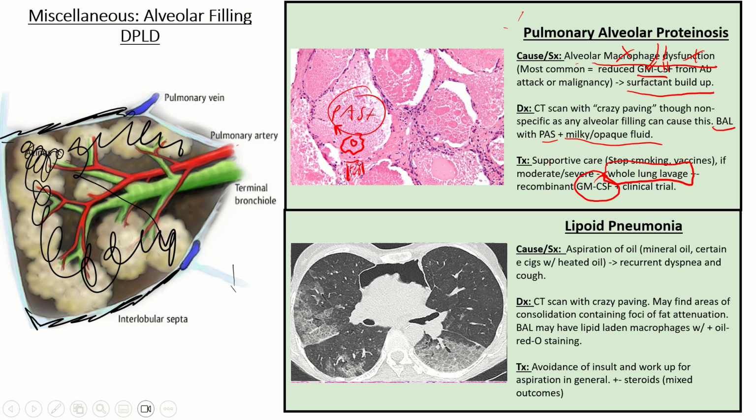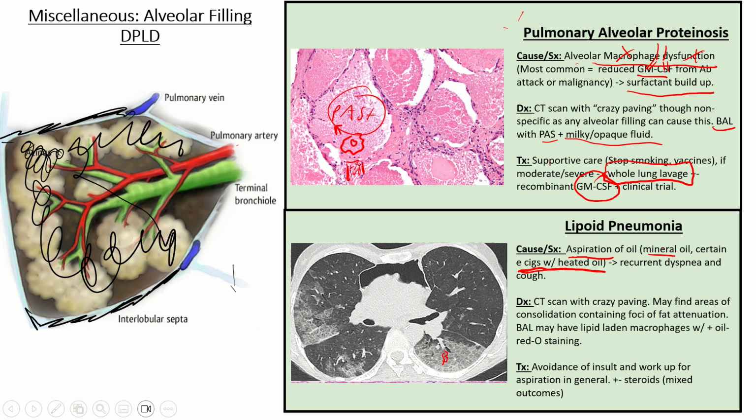Lastly is going to be lipoid pneumonia. In this case, these patients really have aspiration of oil, mineral oil. Sometimes this has been seen with e-cigs. There are certain times when people who used e-cigs presented with hypoxia, and in certain cases this was actually due to lipoid pneumonia, and these patients can get recurrent dyspnea and cough. You can see the outline of the secondary pulmonary lobules here, as well as that crazy paving.